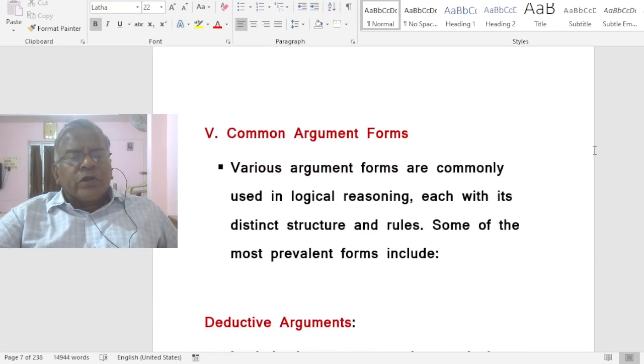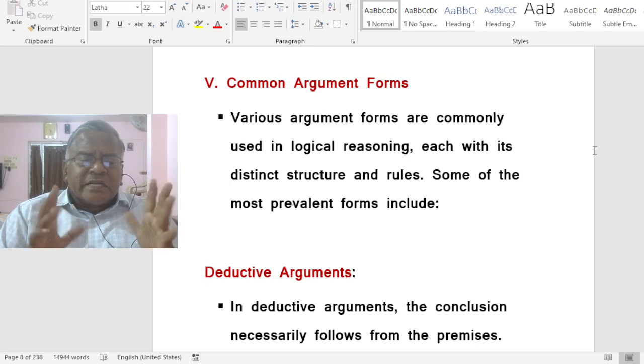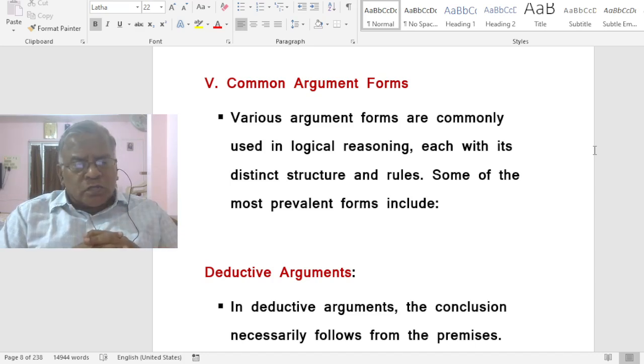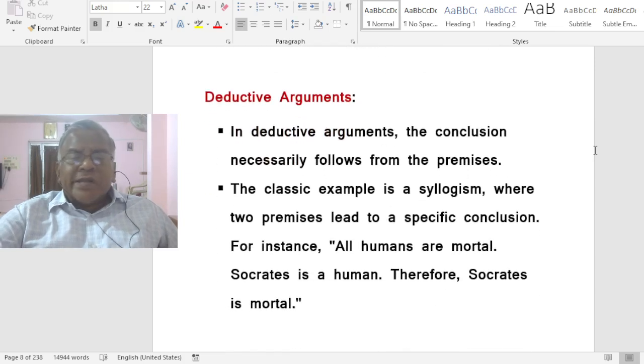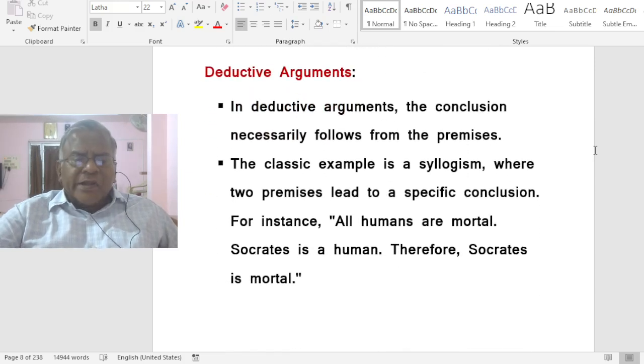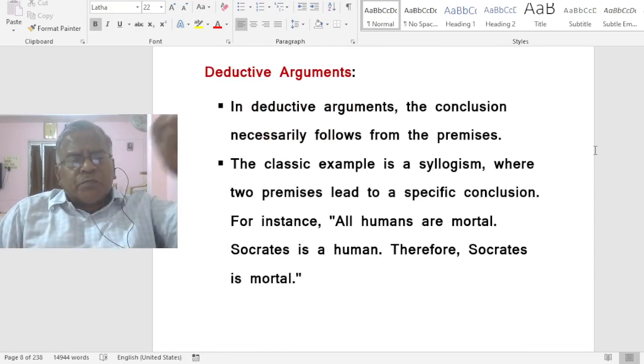Then common argument forms. Let us analyze some of the common argument forms. Various argument forms are commonly used in logical reasoning, each with its distinct structure and rules. Some of the most prevalent forms include deductive arguments. What do you mean by deductive argument? In deductive arguments, the conclusion necessarily follows from the premises.